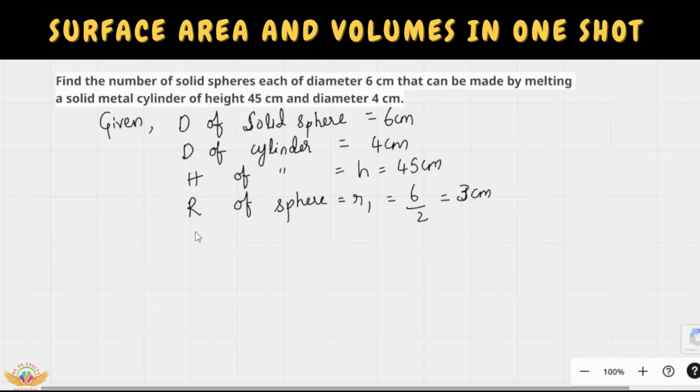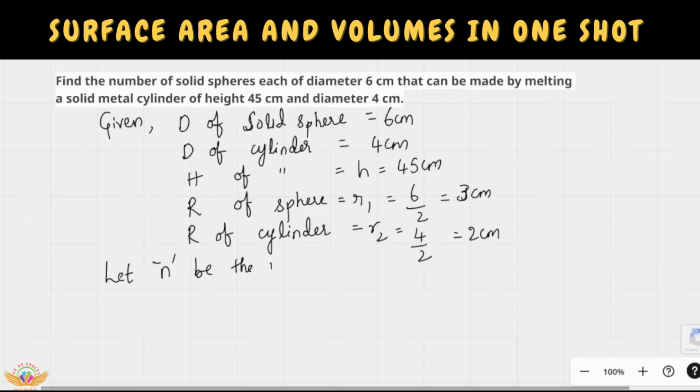Done. And they have given the radius of the cylinder, that is R2 is equal to 4 by 2, that is equal to 2 centimeters. So now we don't know how many spheres there are. So I am taking just like the previous question, let n be the number of spheres.